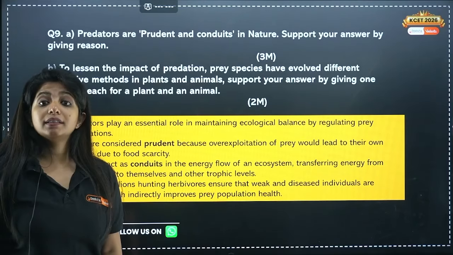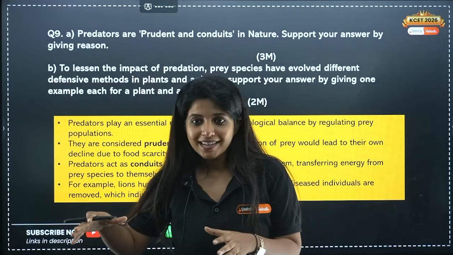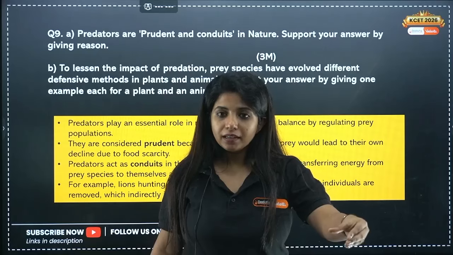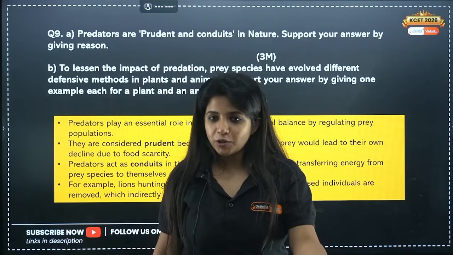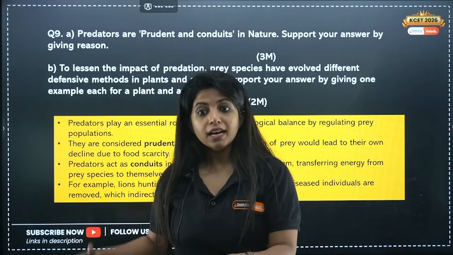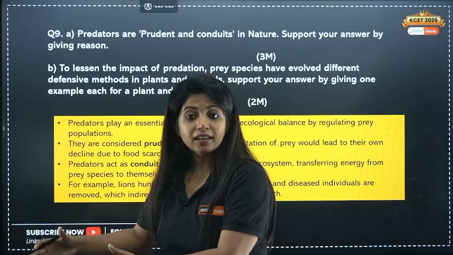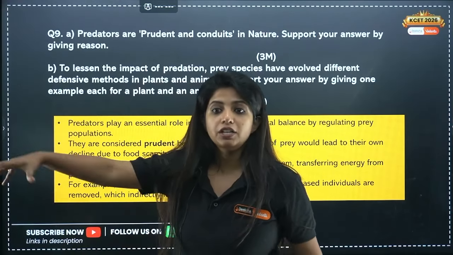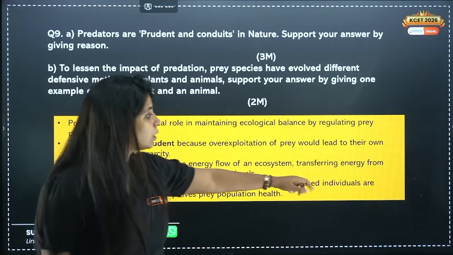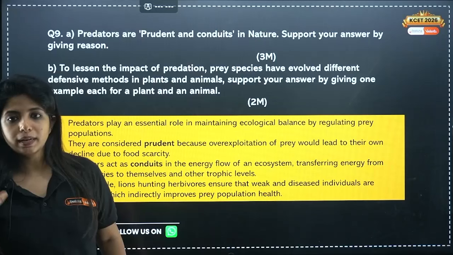Now, why do I call them conduits in nature? Conduits means channels of flow. A rabbit is a predator for what? For grass, right? Whatever energy is stored in the grass is now transferred to the rabbit. Now a tiger comes and eats the rabbit. In that case, again, the tiger acts like a conduit of energy, a channel for energy. It keeps on going. So predators act as conduits in the energy flow of an ecosystem, transferring energy from prey species to themselves and the other trophic levels as well.